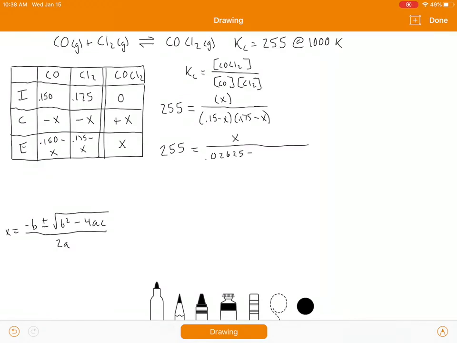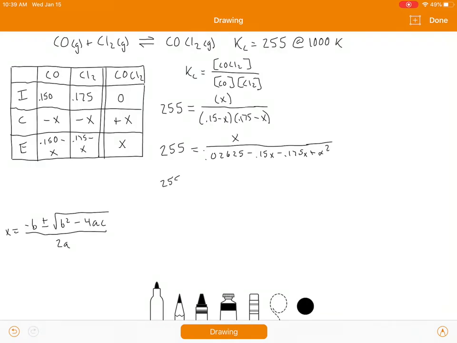0.02625 minus 0.15x minus 0.175x plus x squared, which is a mess. So what you want to do is combine these two because they're like terms. And then we also want to try to move this whole thing over to this side. So we multiply that whole thing by 255. When you do that, I'm also going to move the x squared to the front, and then put the x's in the middle, and so on and so forth.